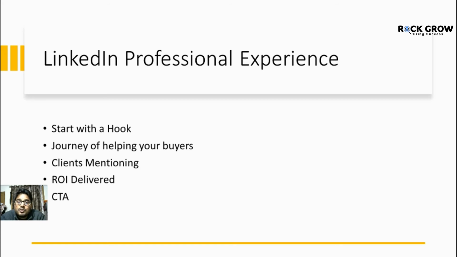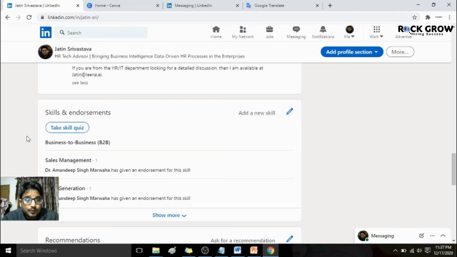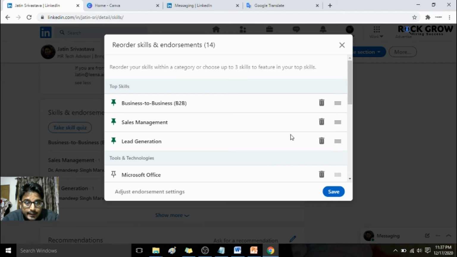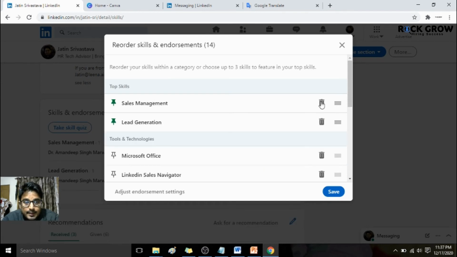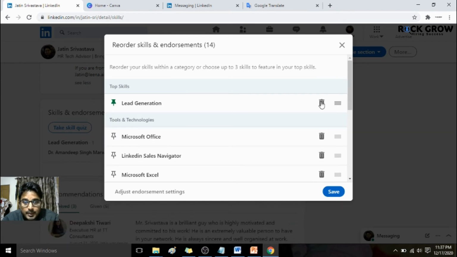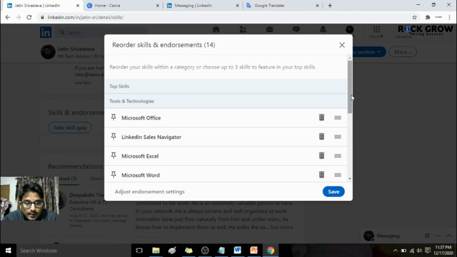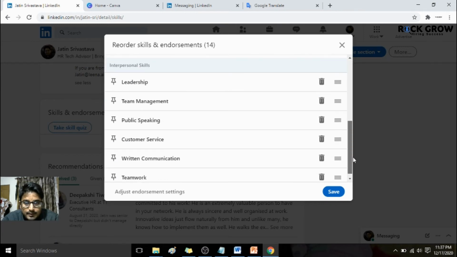So let me show you what skill set I will be including in my own profile. Okay guys, this section is also important: skills and endorsements. Make sure every section of your profile does not speak about sales or business development, but is customized towards your target audience. So I'm going to delete these skills: B2B, sales management, lead generation. The rest are around Microsoft sales, team leadership, management.